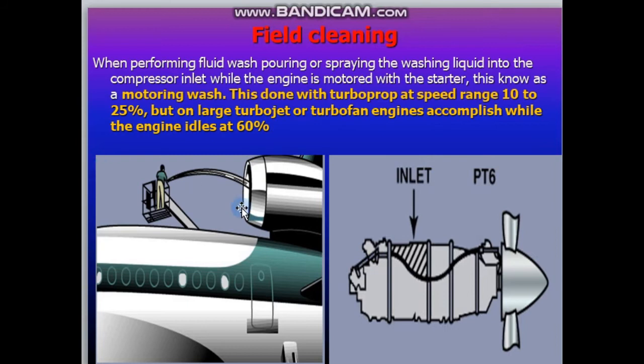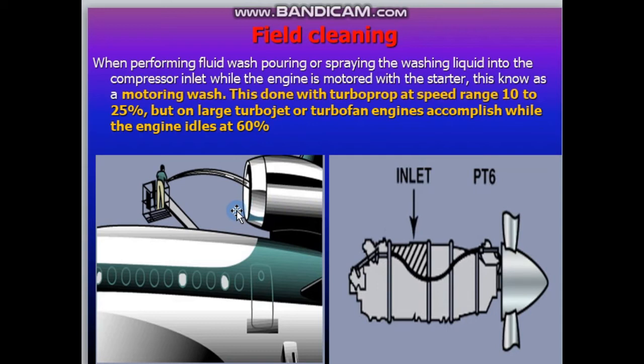When performing a fluid wash, you pour or spray the wash liquid into the compressor inlet while the engine is motored with the starter. This is known as motoring wash. This is done with a turboprop at a speed range of 10 to 25%, but on larger turbojet or turbofan engines it is accomplished while the engine is at idle and the power is 60%.